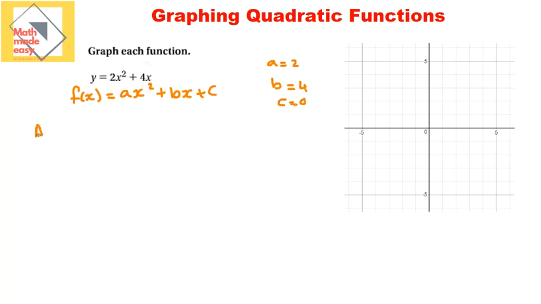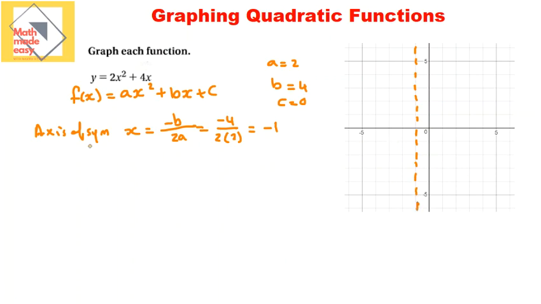How can I find the axis of symmetry again? I'm going to use the rule x equals negative b over 2a, if you remember that. Well, it's going to be negative 4 over 2 multiplied by 2, negative 4 over 4, which is negative 1. So at negative 1 here comes my axis of symmetry. Make sure it's a dotted line because it's an imaginary line.